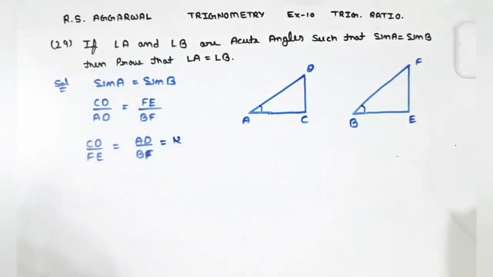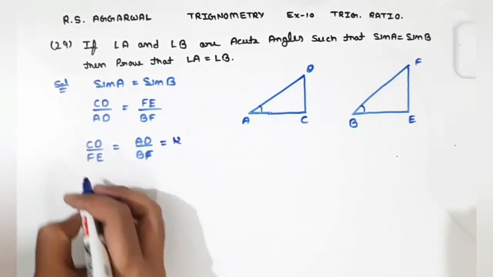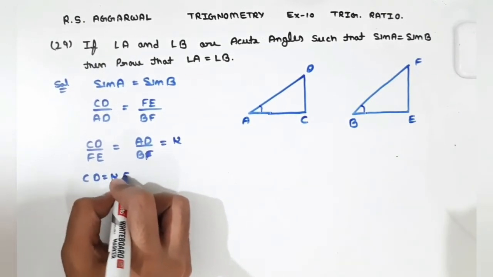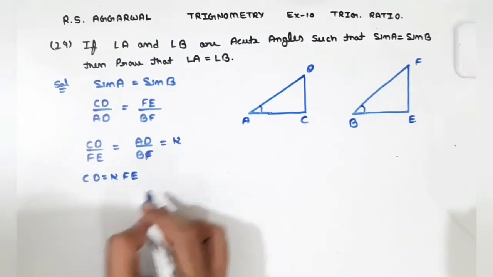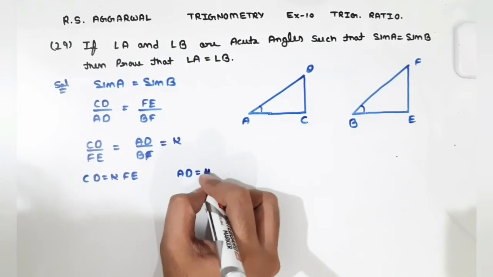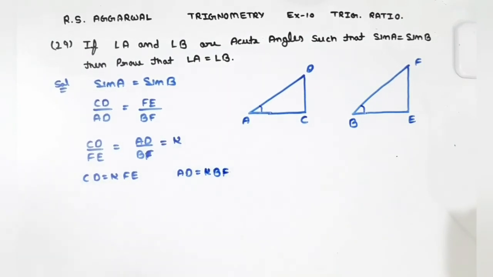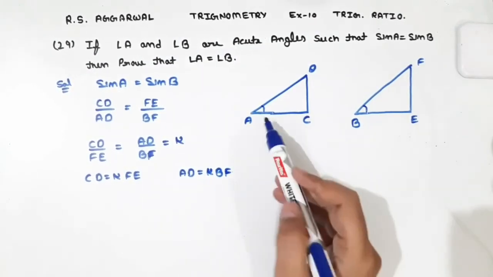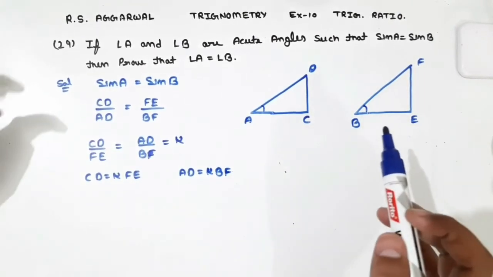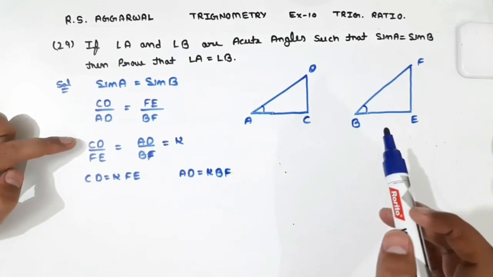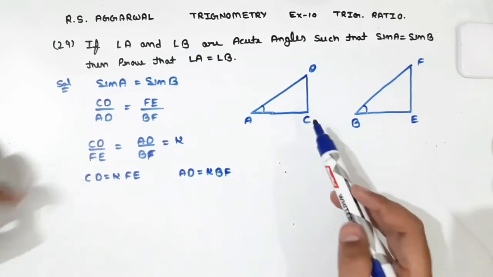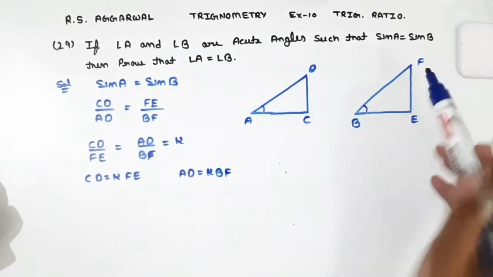Let this be equal to K. So from here CD will be equal to K FE and AD will be equal to K BF. In triangle ACD and BEF, we have the ratio of CD and FE, and AD and BF.